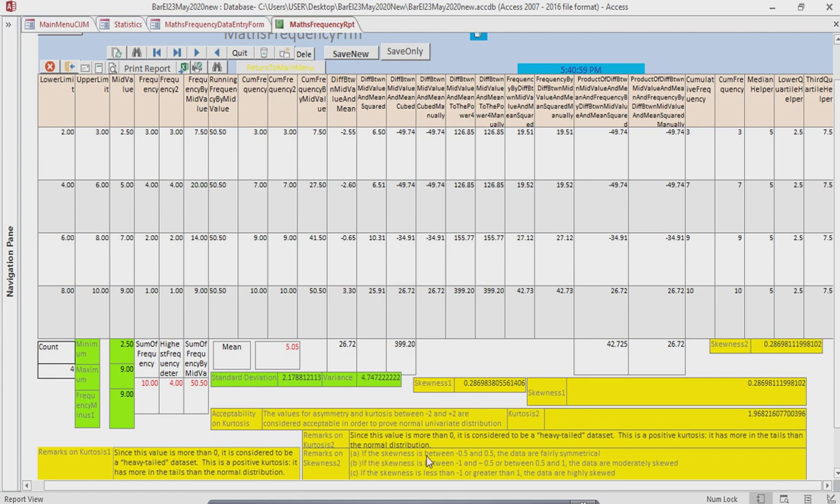Skewness: if the skewness is between -0.5 and 0.5, the data are fairly symmetrical. So this one is between -0.5 and 0.5. Remarks on kurtosis: since this value is more than 0, it is considered to be a heavily tailed data set. This is a positive kurtosis. It has more in the tail than the normal distribution.